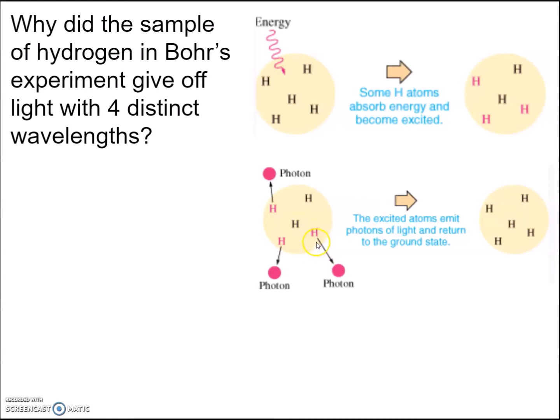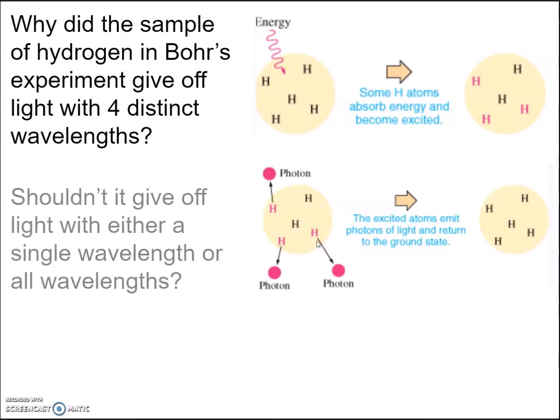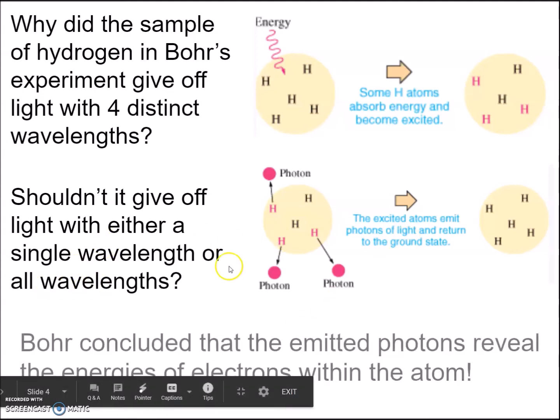Okay, so big question. Why did the hydrogen sample in Bohr's experiment give off just 4 distinct wavelengths? You could think of it in a couple ways. You could say, look, it's just one type of atom, hydrogen, so shouldn't it just give off one wavelength of light? Why 4? Or another way to think of it is, since hydrogen is absorbing all kinds of light, why wouldn't it then give off all kinds of light? Why wouldn't it give off, for instance, the entire visible spectrum?